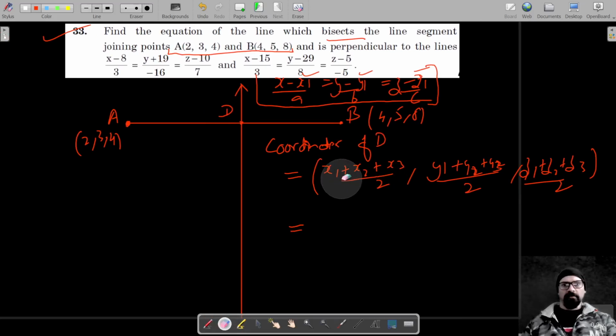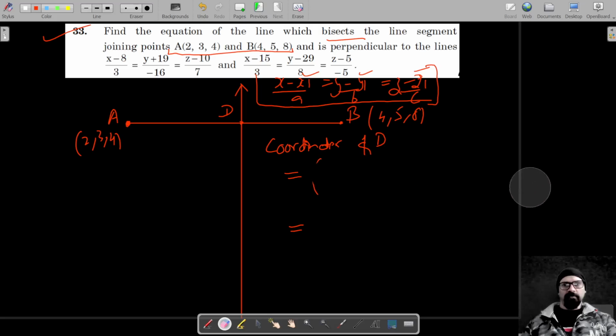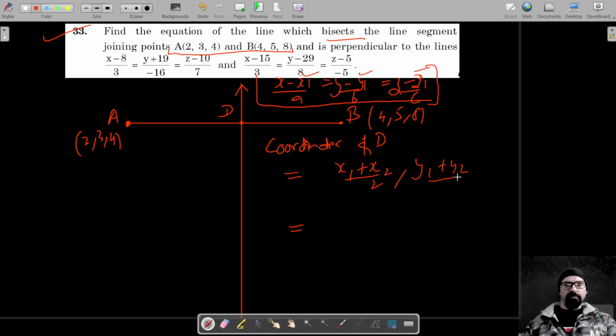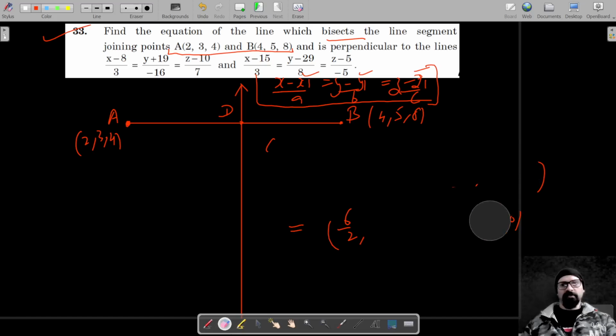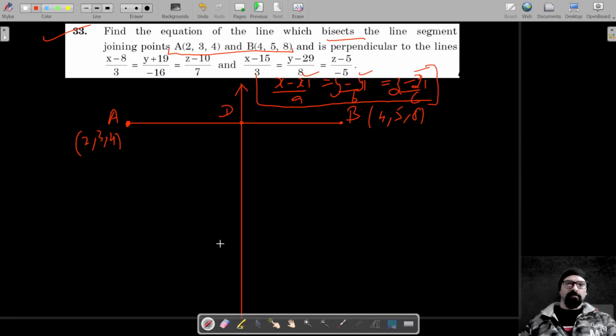This is actually (x1 + x2)/2, because the coordinates of D would be ((x1 + x2)/2, (y1 + y2)/2, (z1 + z2)/2). Now x1 + x2, 2 plus 4 is 6, divided by 2; y1 + y2, 3 plus 5 is 8, divided by 2; and z, 8 plus 4 is 12, divided by 2, which gives me 3, 4, and 6. So the coordinates of D are 3, 4, and 6.